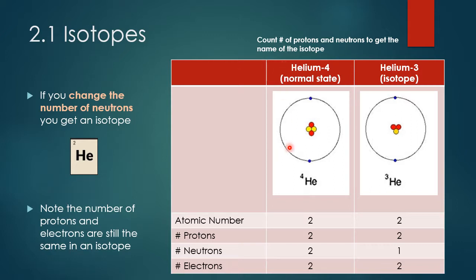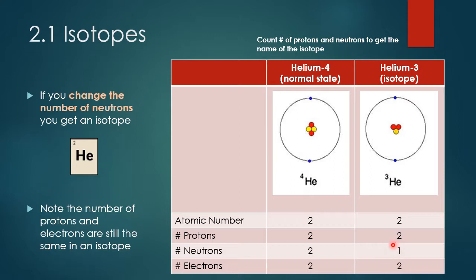So here's our normal helium. Our normal helium has an atomic number of 2, which means that it has 2 protons, 2 neutrons, and 2 electrons in its most common state. Now here in an isotope of helium, what we call helium-3, you'll notice that the atomic number is still 2. We can't change the atomic number because that would change it to something other than helium. So the number of protons is still 2. The only thing that changes in an isotope is the number of neutrons.